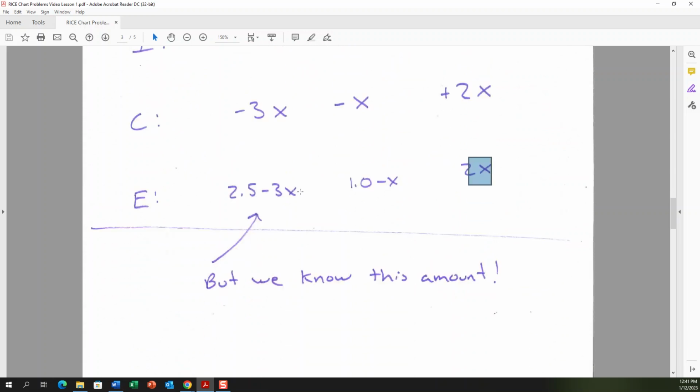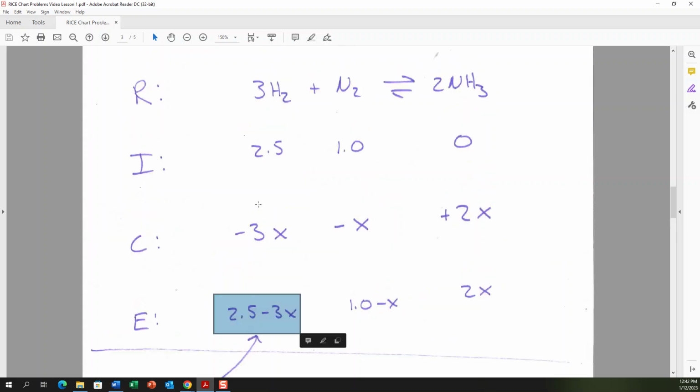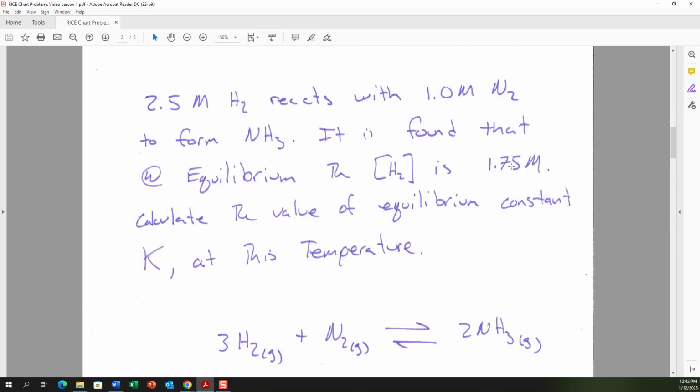So remember, in the problem, we were actually given the equilibrium molarity. So yeah, the equilibrium molarity of this one was given to us, not this one. So now we know what that equilibrium molarity is equal to. We can say 2.5 minus 3x equals the equilibrium molarity of hydrogen. And remember, it was 1.75.